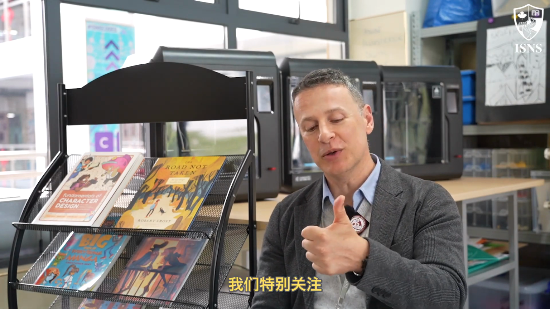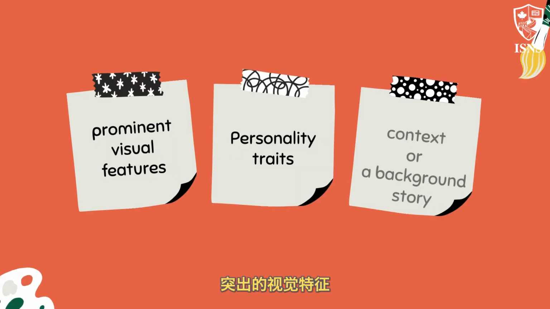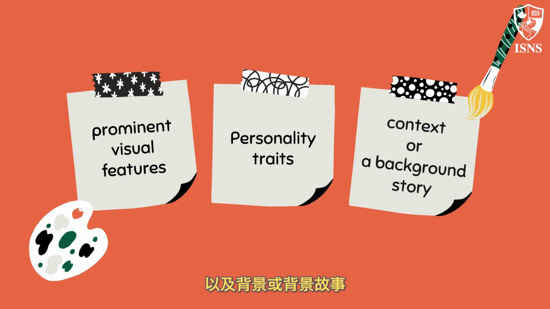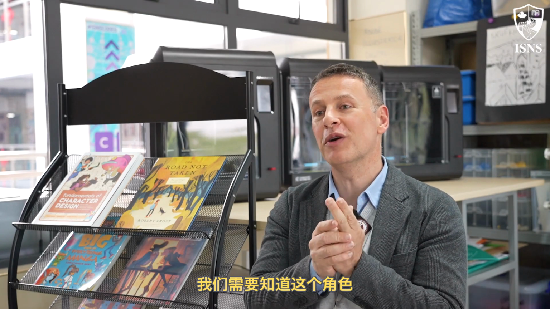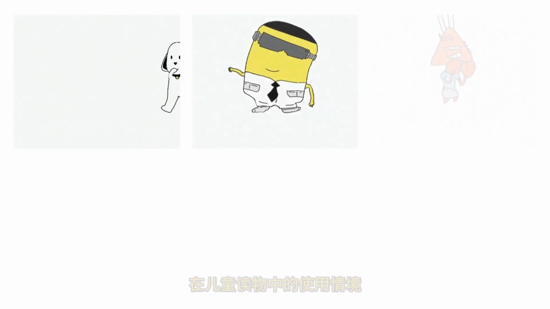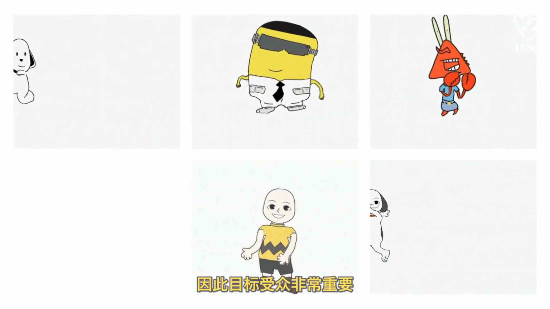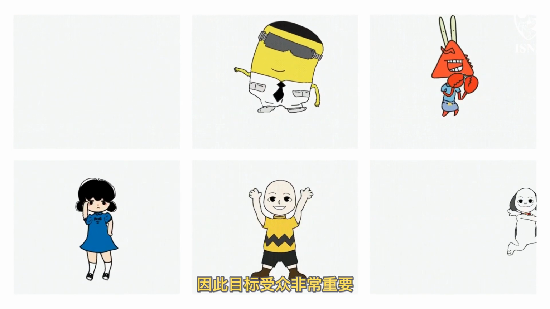The concept of the character that the students have to bring to the table, we specifically look at prominent visual features, personality traits, and a context or a background story to the character. And we need to know the context of where this character would be used. Would it feature in a children's book? So the target audience becomes quite important also.